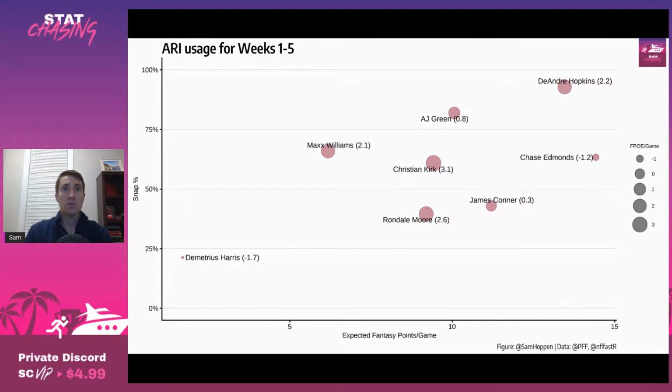I'd still hold on to all 4 of these receivers, especially with the way that Kyler is playing, but you might have to pick your spots on when to start them this year.